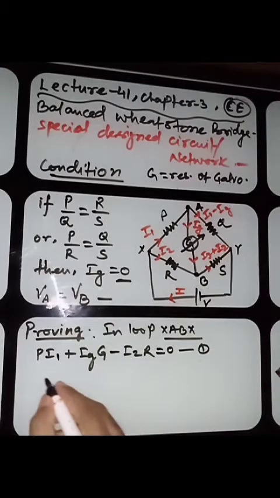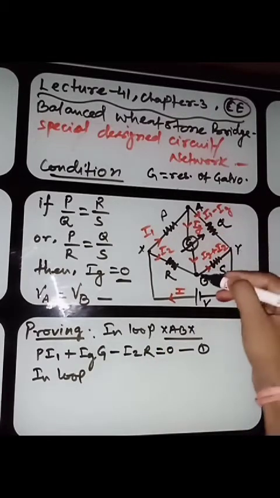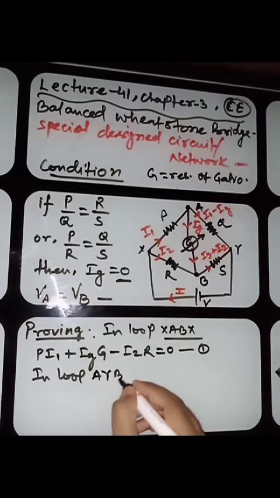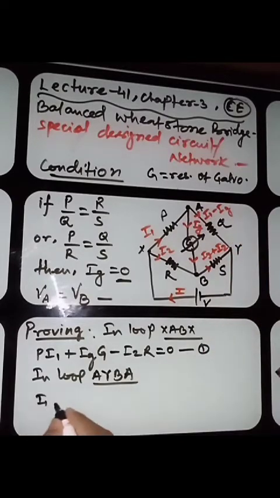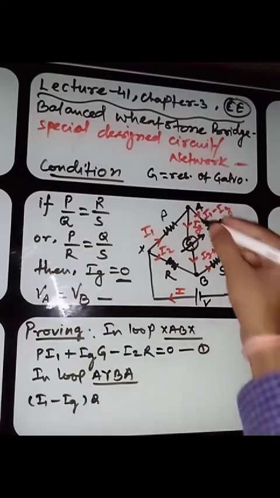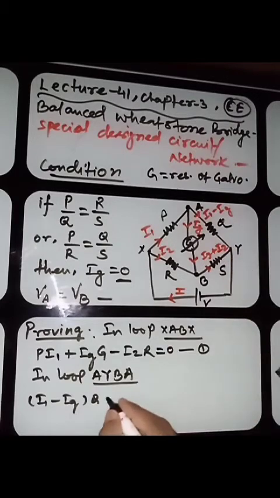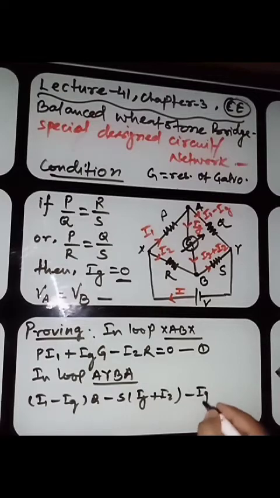The second loop, which one? AYBA. Write down the equation. So we can write I1 minus Iz times Q, with the current we are moving, minus S times Iz plus I2, again minus Iz times G, equals 0. This is equation 2.